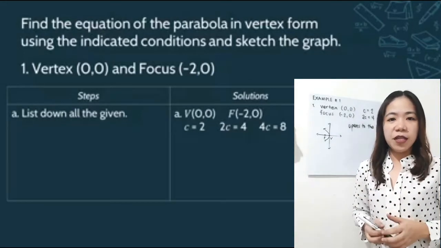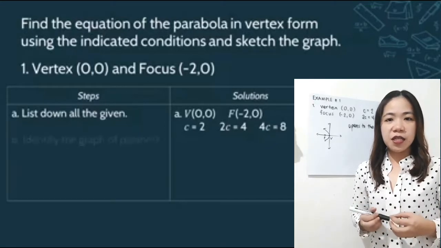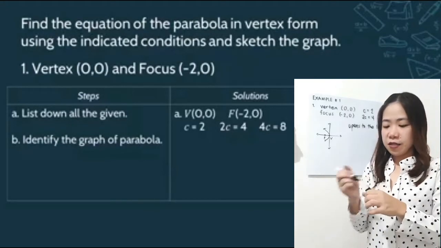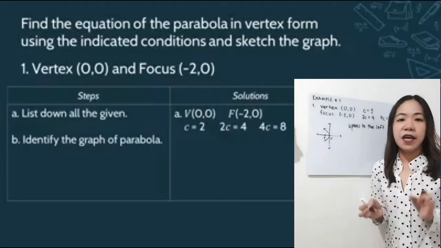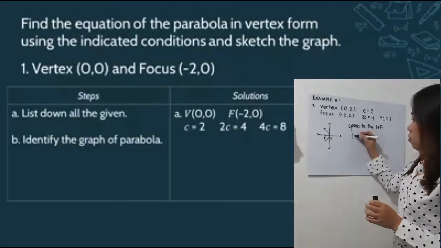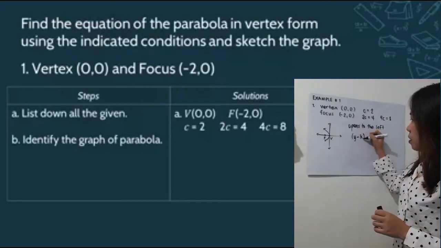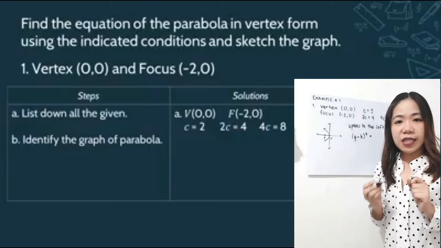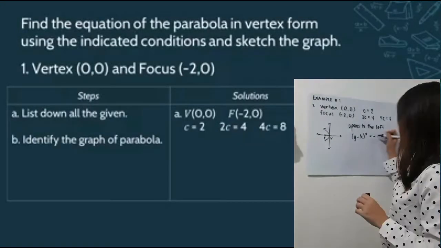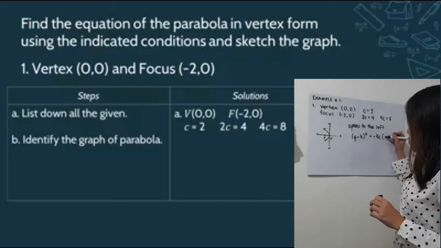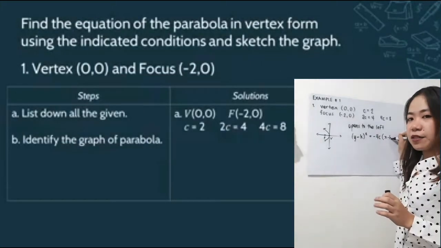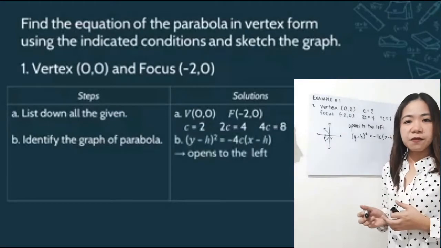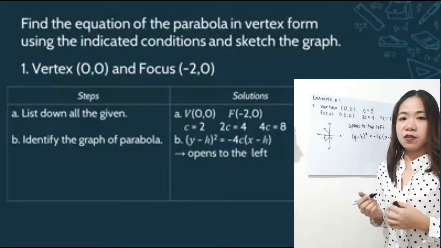Okay, now, the opening of the graph dictates the equation that we will be using for this parabola. So we have opens to the left, and we'll be taking the form the quantity of y minus k squared equals, since it opens to the left, we'll use negative, so negative 4c times the quantity of x minus h. So this is the equation for a graph of the parabola that opens to the left.